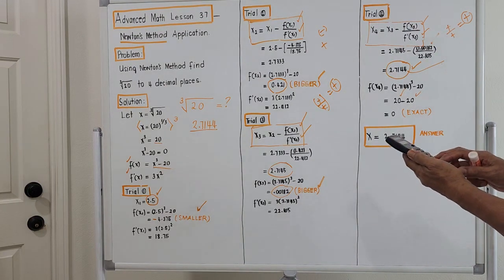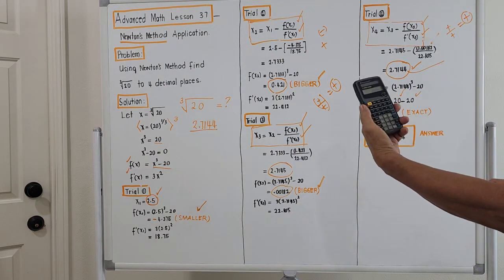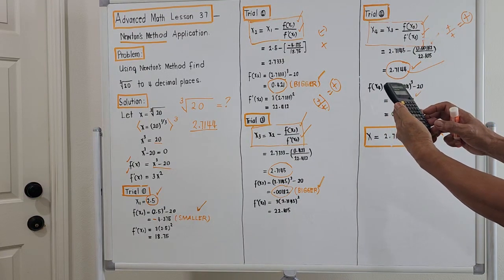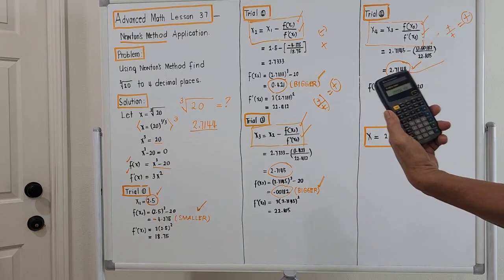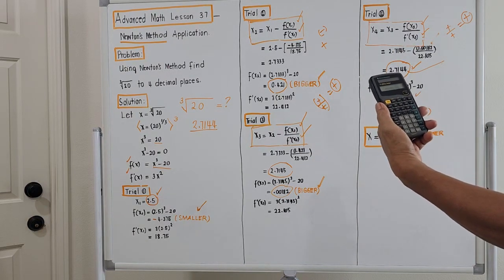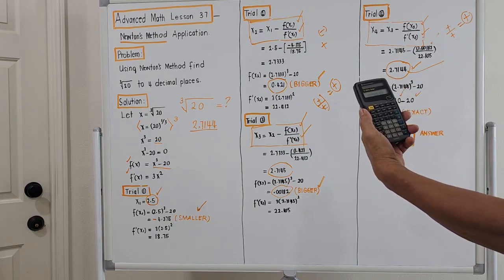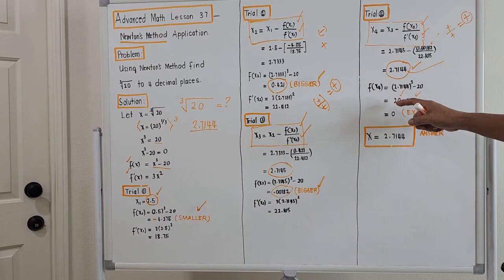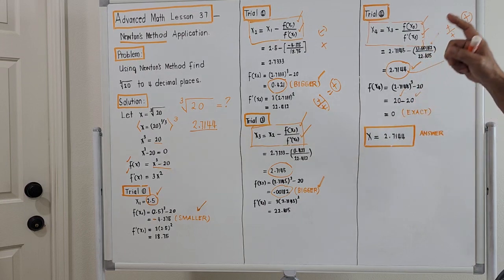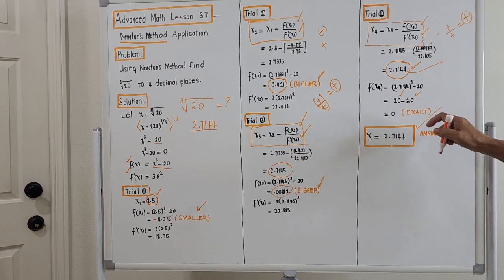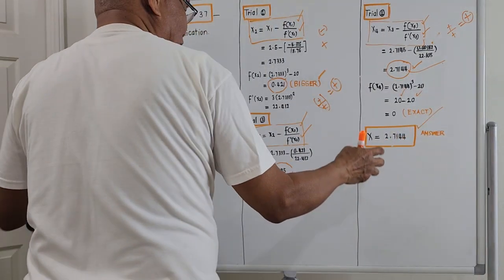We could verify this one, 2.7144. Okay, y to the x, the power will be 3 equals, it is almost 19.9996106, or that is approximately 20. So 20 minus 20 will be 0. Since this is 0, the unknown value for x without any error will be 2.7144. That's it. Okay? Exactly as it is.